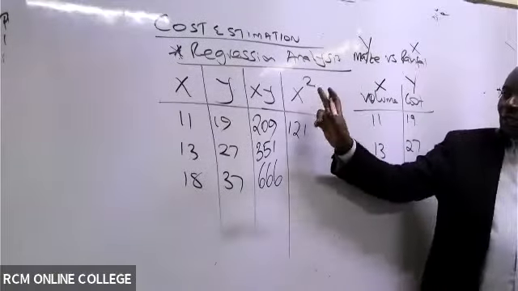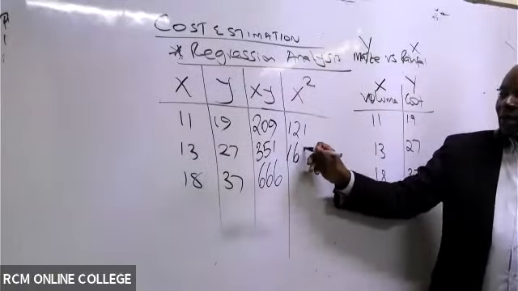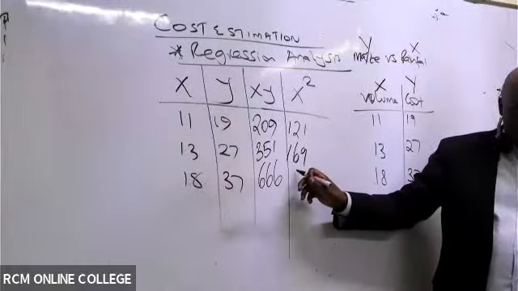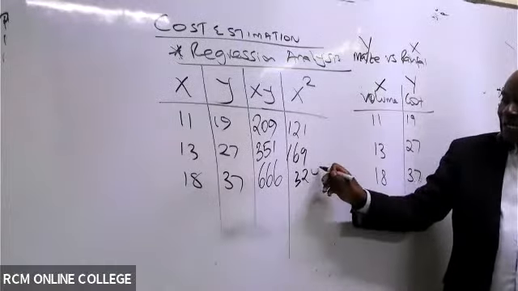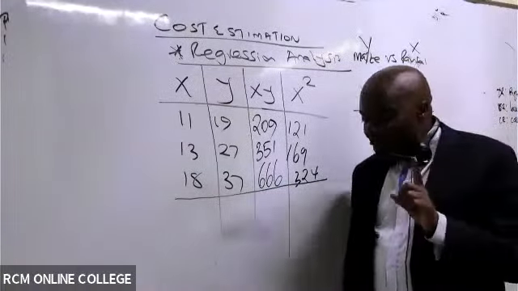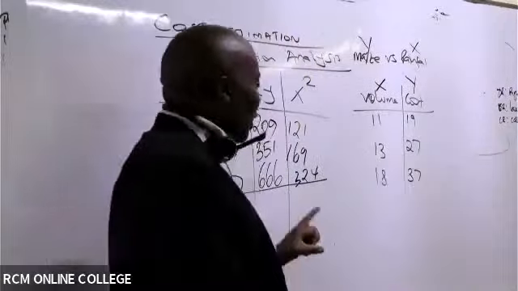13 squared gives me 169. And then 18 squared gives me 324. 324. And then listen to me. Remember, regression is a sigma model. Sigma, you come and write what I'm writing. You must write here what I'm writing.